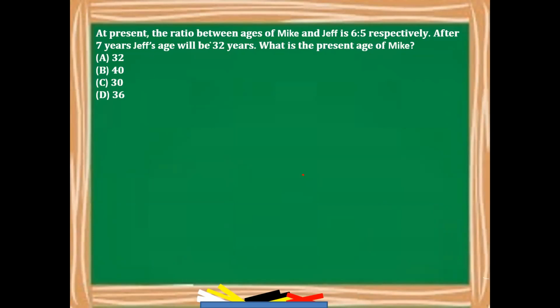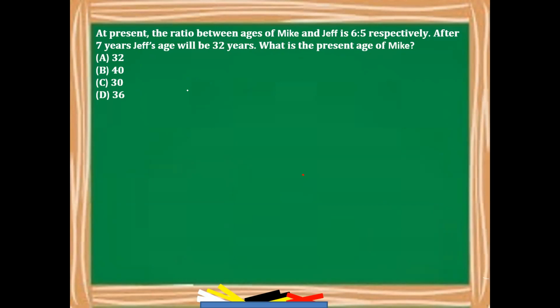At present, the ratio between the ages of Mike and Jeff is 6:5 respectively. After 7 years, Jeff's age will be 32 years. What is the present age of Mike? So letter A, 32, B, 40, C, 30, and letter D, 36.